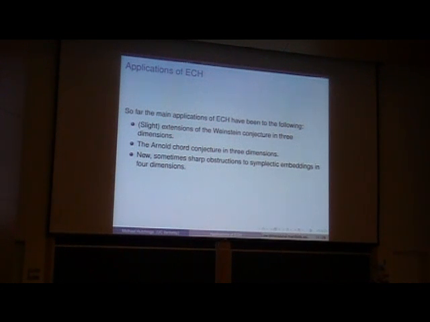So what is this good for? So far there have been three main applications of ECH. One has been to the Weinstein conjecture and some slight extensions of it. Or I guess I should say these are applications of the fact that ECH is isomorphic to Seiberg-Witten Floer theory. And the second is it can be used to prove the Arnold chord conjecture in 3 dimensions. And the third is that it gives new obstructions to embedding one symplectic four-manifold into another. So let me explain how this works.